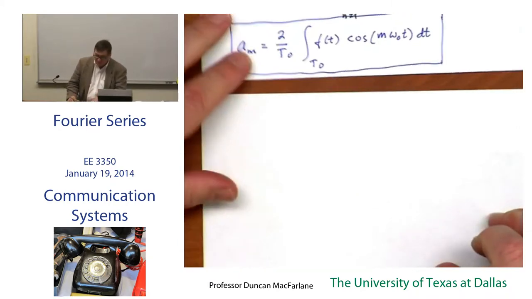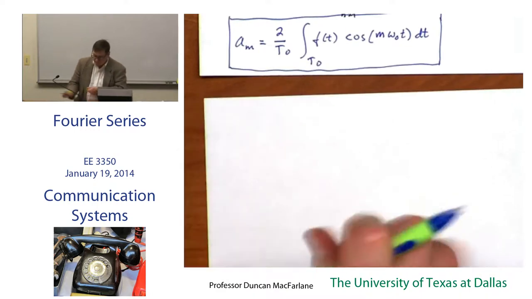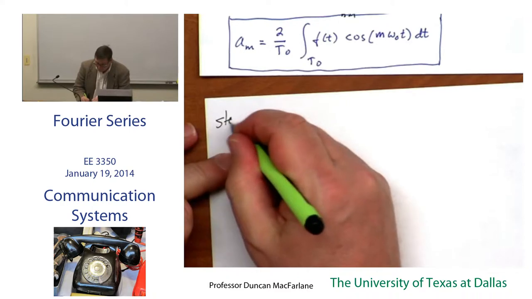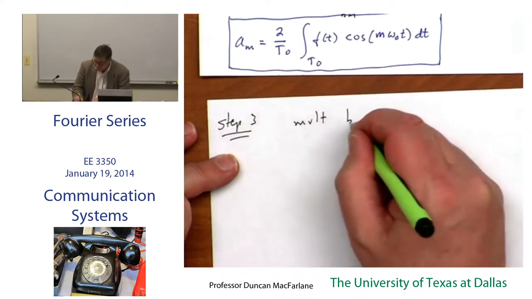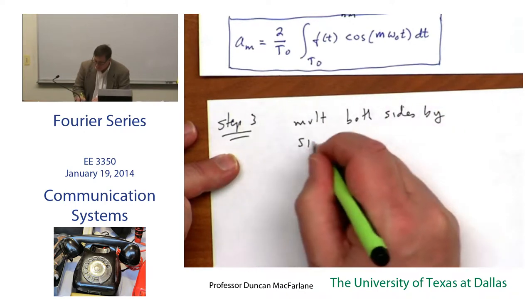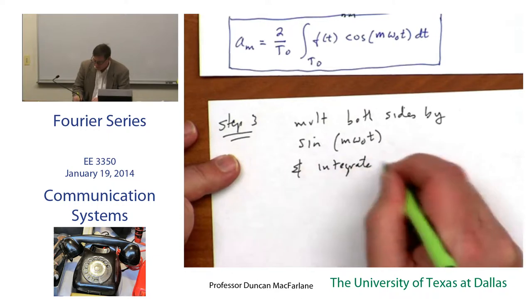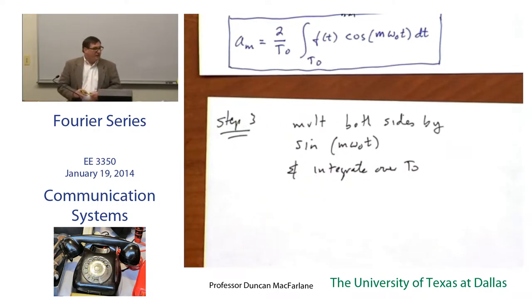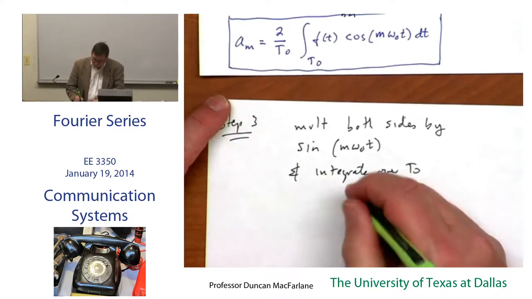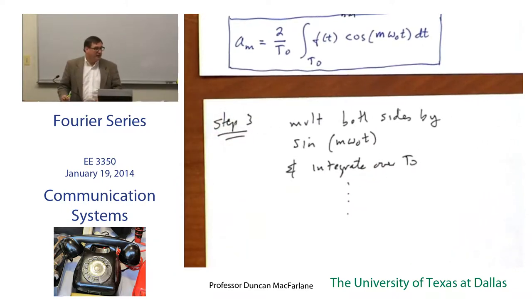I will just merely write down, to get the b's, we multiply both sides by sine of m omega naught t. Then we integrate over t naught. I'm going to leave a little space there, and you should leave a little space in your notebook. And when you're bored tonight, missing me sometime over the next couple of weeks, you should fill in the one step that we did above with the sines, just to remind yourself of what we're doing.